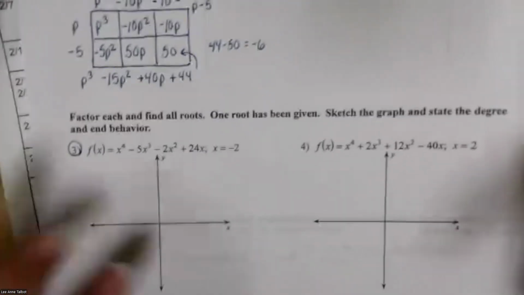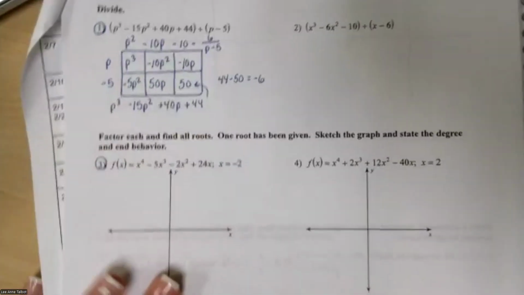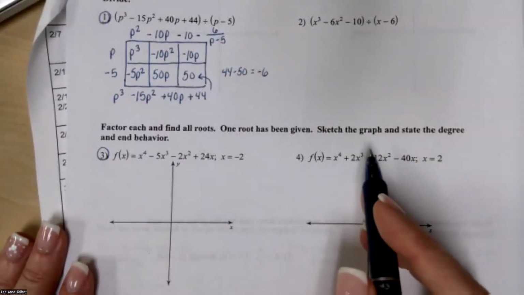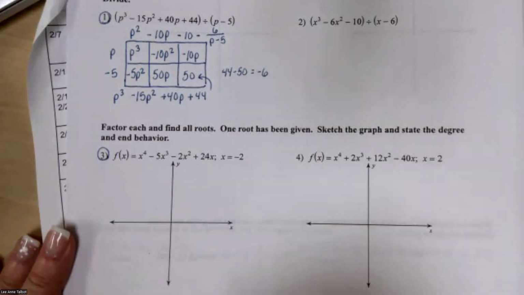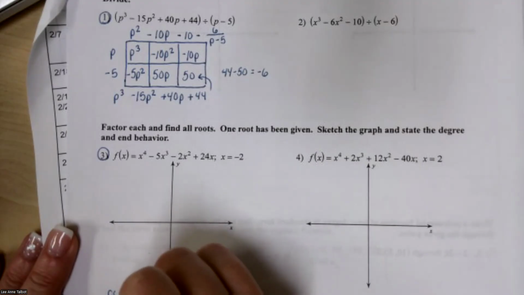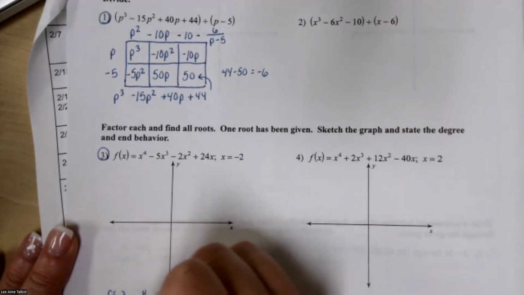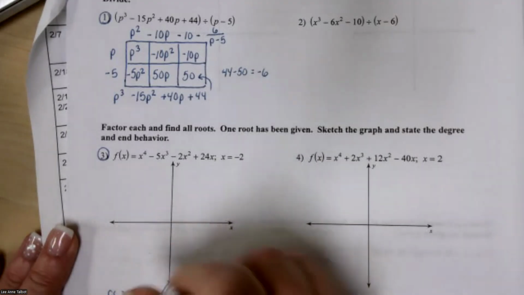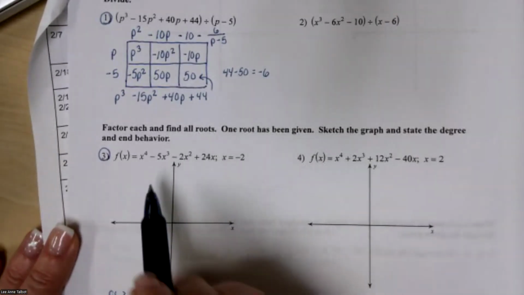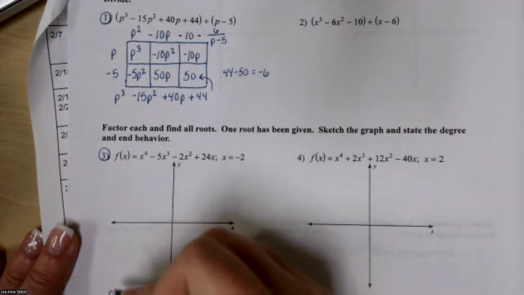Okay, number 3. Factor each and find all roots. One root has been given. Sketch graph, blah, blah. Okay, so I'm going to write it down here, but I'm going to factor an x out. Notice that they all have an x in common.